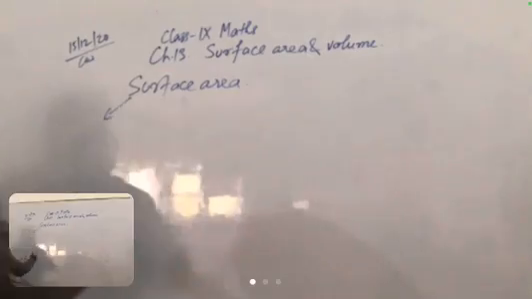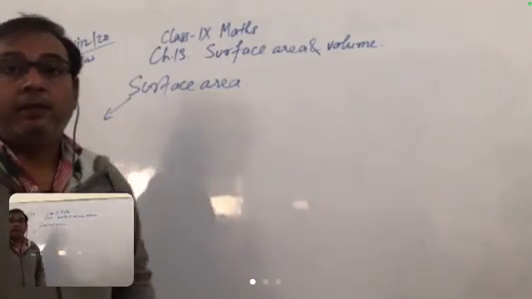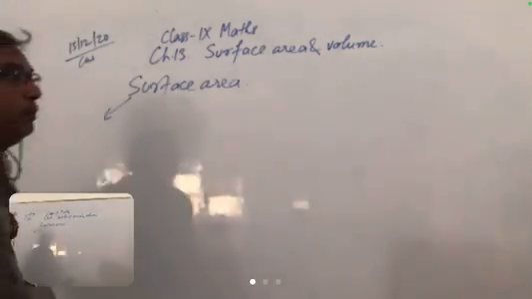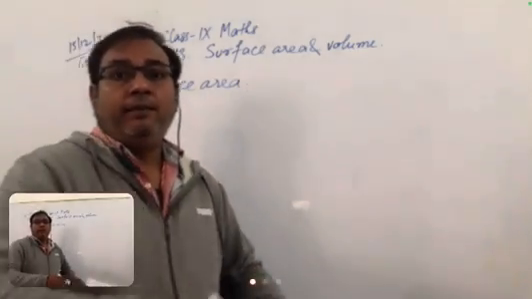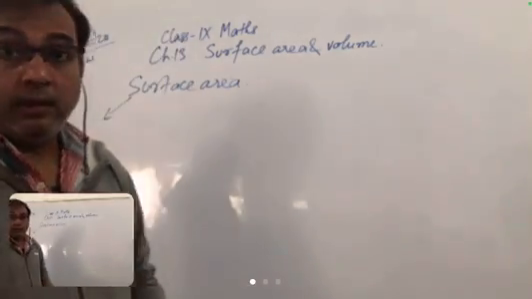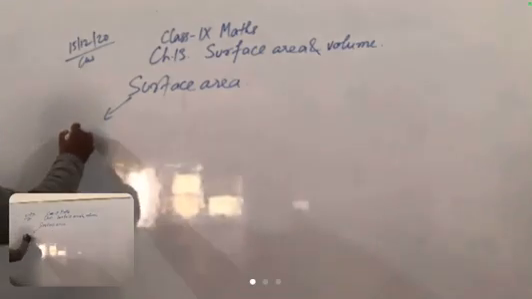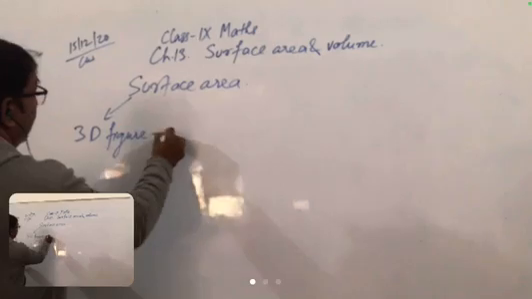Exactly, Deep, right. Because when we are talking about the surface area, then a two-dimensional figure means a 2D figure. If there are two dimensions, then we only find out the area, not the surface area. So this is related to the 3D figures.